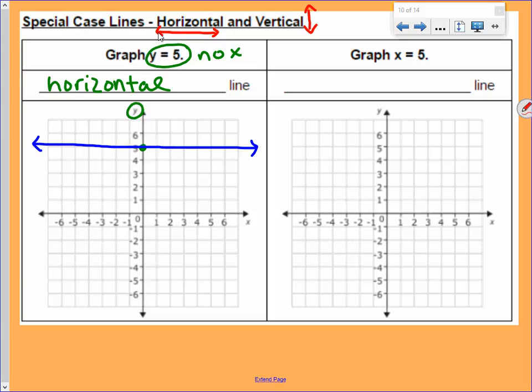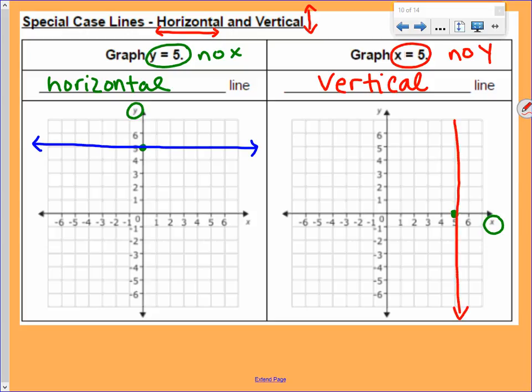Now, if we look at our second special case, we have x equals 5. In this equation, there's no y value. There's no y. So when this happens, this is a vertical line. A straight up and down line. And that's going to go through the point x equals 5. So on our x-axis, we find x equals 5. And we draw a vertical line straight up and down through that point. And at that point, x always equals 5. Your y changes, but x always equals 5.